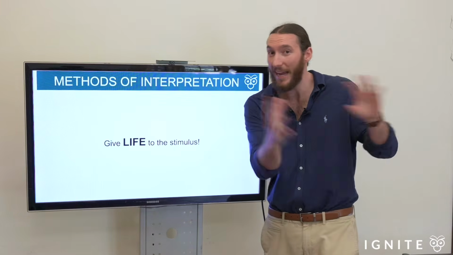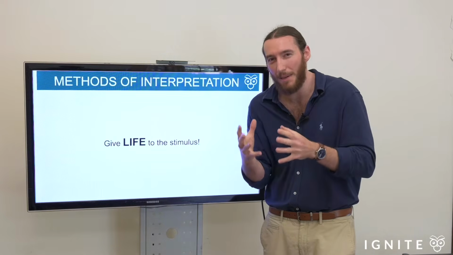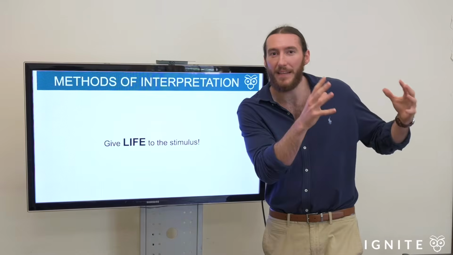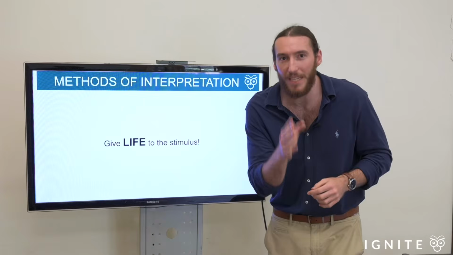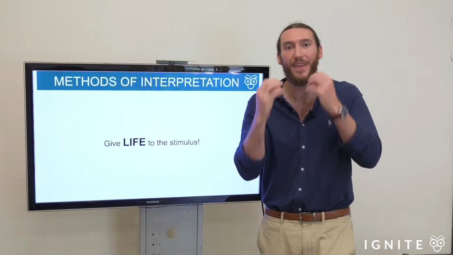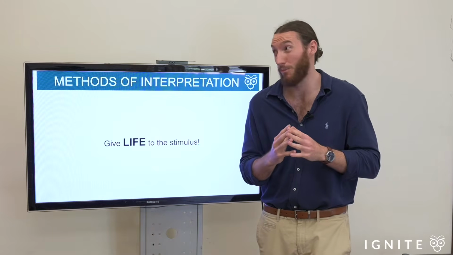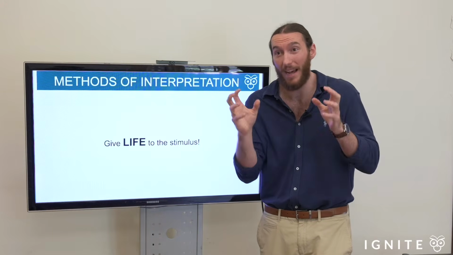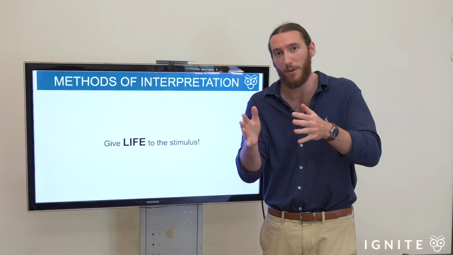A lot of students will abandon it if they get a tough stimulus, if they get an image that doesn't seem to make sense with the thing they wanted to talk about in the first place. But the problem is not the stimulus. The problem is the way you're thinking about the stimulus. You're not giving life to the stimulus. You're interpreting it in a very dead way. There's only one literal way of interpreting that stimulus, and that's the way a lot of people go.